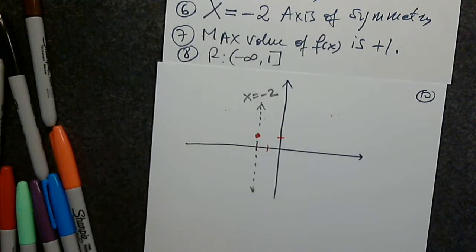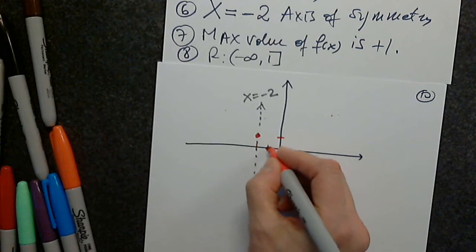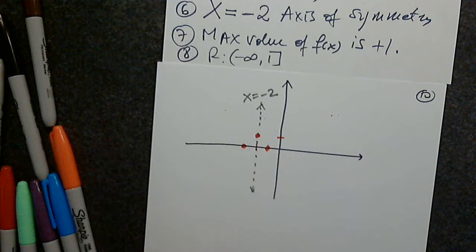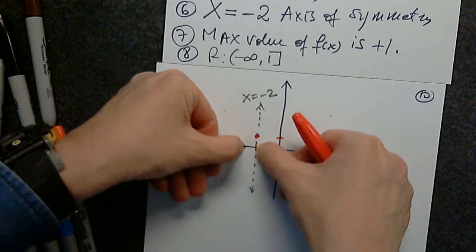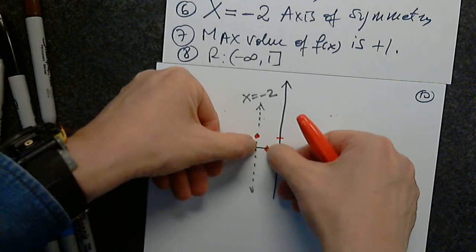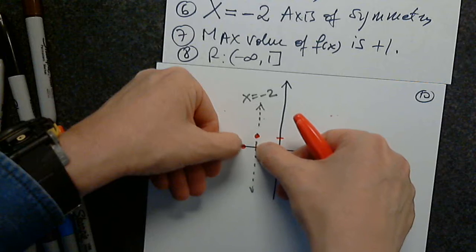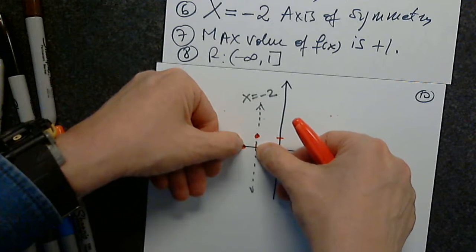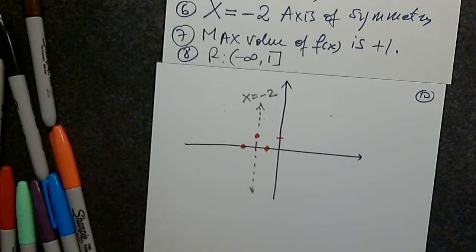We have negative 1, 0 and negative 3, 0. Notice something very important. These two points, the x-intercepts, must be symmetric. This one is 1 unit away to the right. This one is 1 unit away to the left. They have to be symmetric with respect to x equals negative 2.